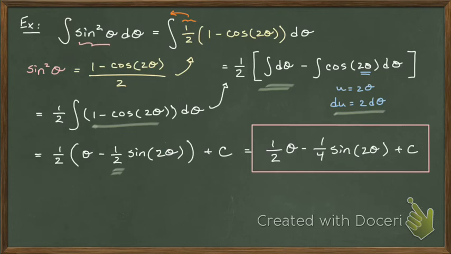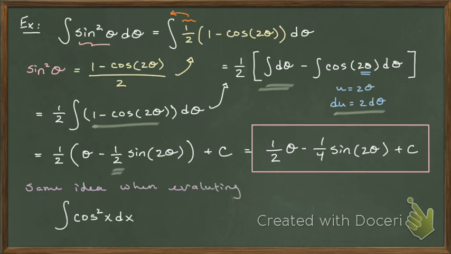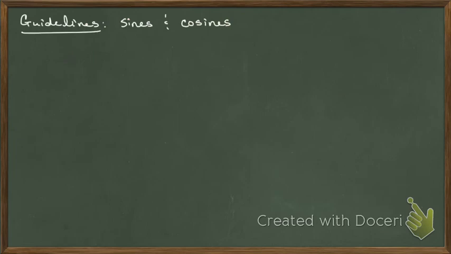If I were to have an integral of cosine squared theta, I would do the same thing. Same idea. I would use my power reducing identity and reduce that down. Okay. Now for some guidelines here. These guidelines are going to pertain to evaluating integrals with sines and cosines. I can generalize this in some general integral like sine to the n times cosine to the m, all with x's in there, dx.